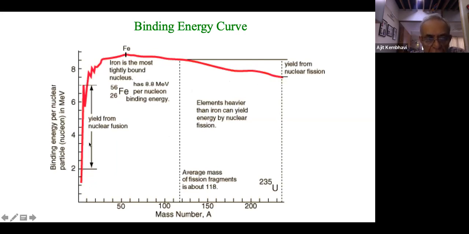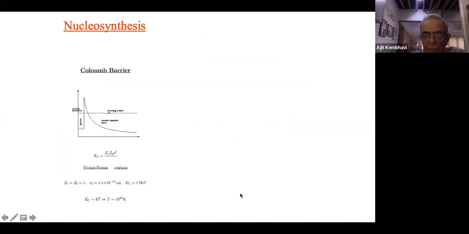Now, yield from nuclear fusion, that is when you go to helium, and then go to higher and higher elements, you can release at most about 8.5 MeV per nucleon, no more than that. The most tightly bound nucleus, at 8.8 MeV, is iron-56. Elements heavier than iron can yield energy by nuclear fission. Great, we use U-235.